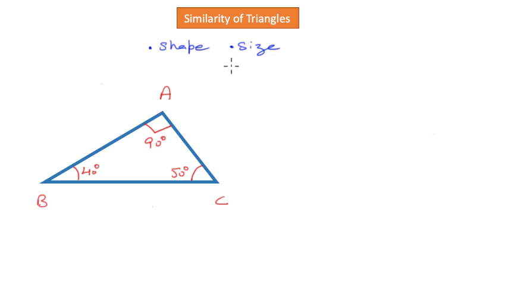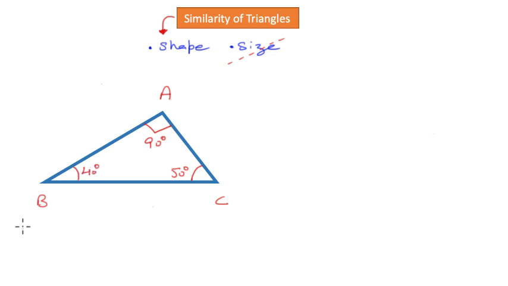But what if I get rid of the condition of size? If two geometrical figures are only identical in shape but not in size, then such figures are said to be similar shapes, okay? And that's exactly what we are going to explain through this diagram.